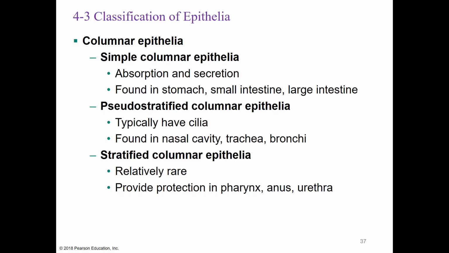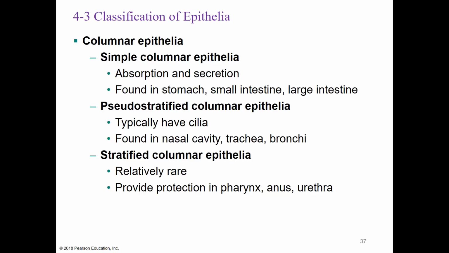Alright, so our last group are the columnar. And the columnar epithelia can be, of course, simple or stratified, like we talked about, but then we've got a weird one in there called pseudo-stratified. So we'll come back to that one. Let's go first with the two obvious ones.